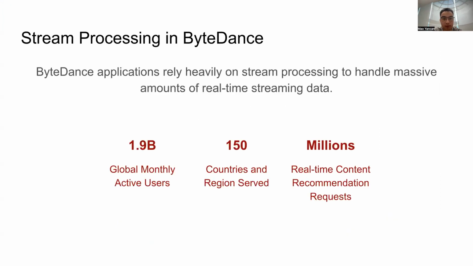Let's first see the stream processing scenarios in ByteDance. ByteDance applications rely heavily on stream processing to handle massive amounts of real-time streaming data. Specifically, these applications serve 1.9 billion users across 150 countries and regions, and millions of recommendation requests can be generated and need to be processed in real time.